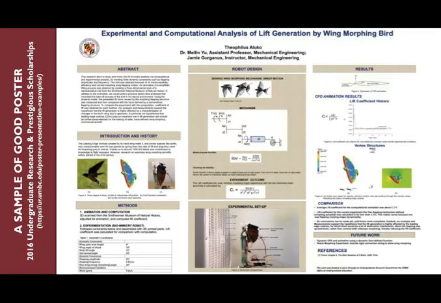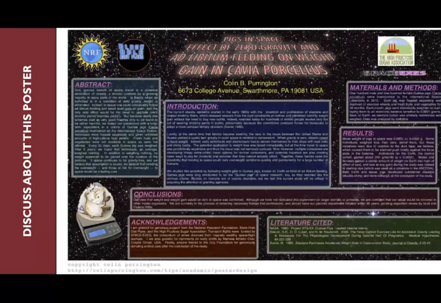This is an example of a good poster. This was the 2016 Undergraduate Research and Prestigious Scholarships from UMBC. This is a successful poster because of the clear organization, headings, and the different ways that they draw the reader's attention throughout. This is an example of a less effective poster.